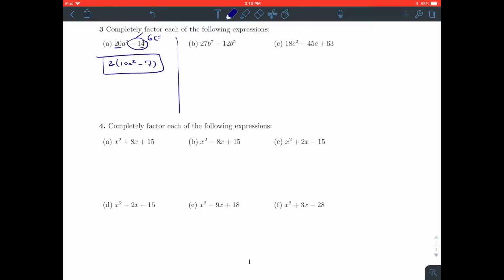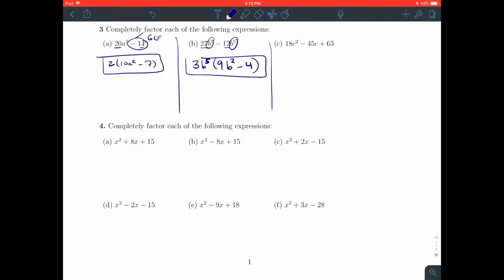27b to the 7th minus 12b to the 5th. 27 and 12 share 3 as a factor. We also have, looking at the b groups, b to the 5th in common, because b to the 5th is hidden within b to the 7th. So that gives us 9, b to the 2nd, because if we factor out 5 of those b's, we're left with b squared, minus 4, and we're done.